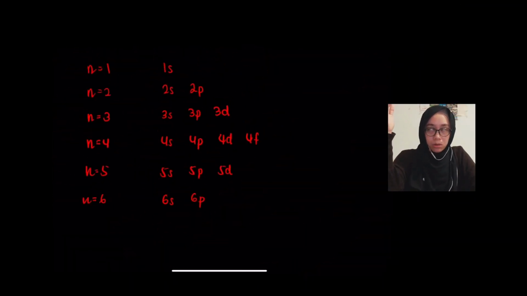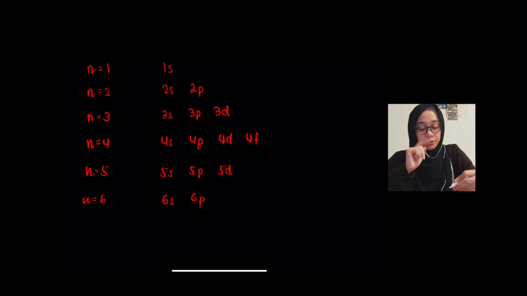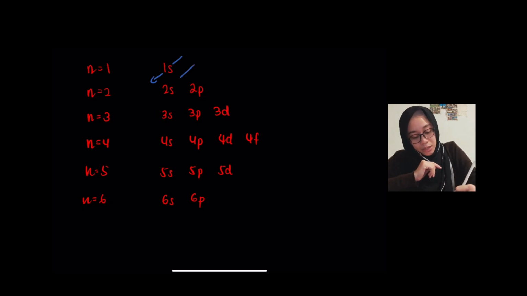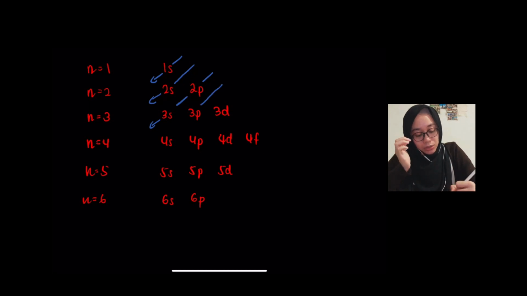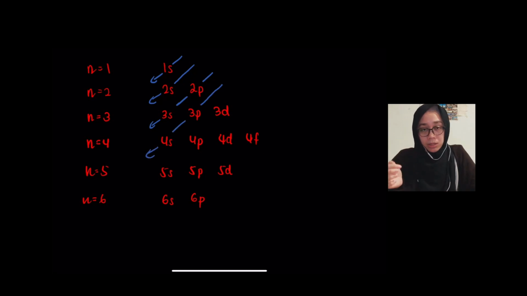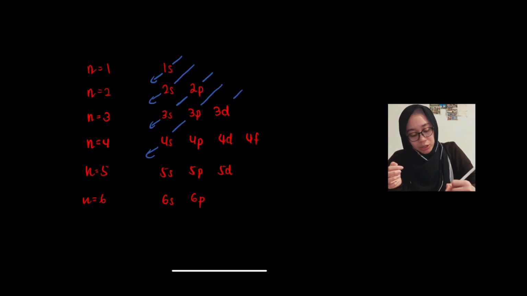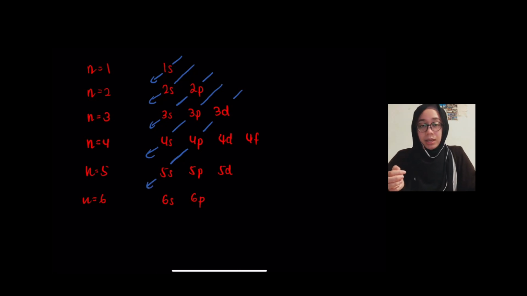So this is like macam meteor kan, dia jatuh yang melintang macam ni. The first one kita akan isi dahulu 1s orbital, and then kita akan isi 2s orbital, and then kita akan isi 2p followed by 3s orbital. Lepas 3s kita isi pula 3p and then followed by 4s orbital, and then kita akan pergi kepada 3d, lepas tu pergi kepada 4p, pergi kepada 5s, and so on.